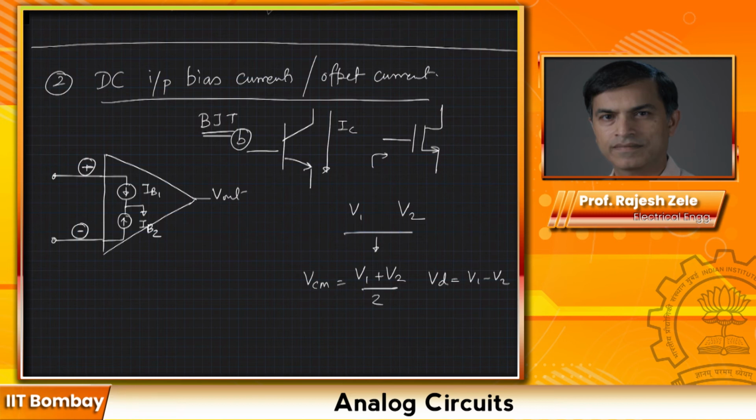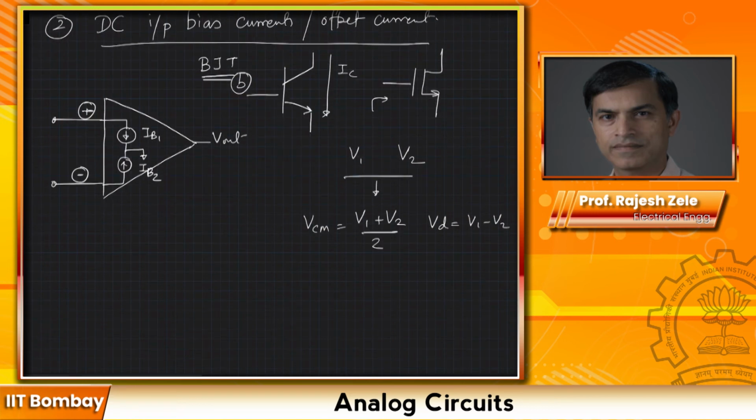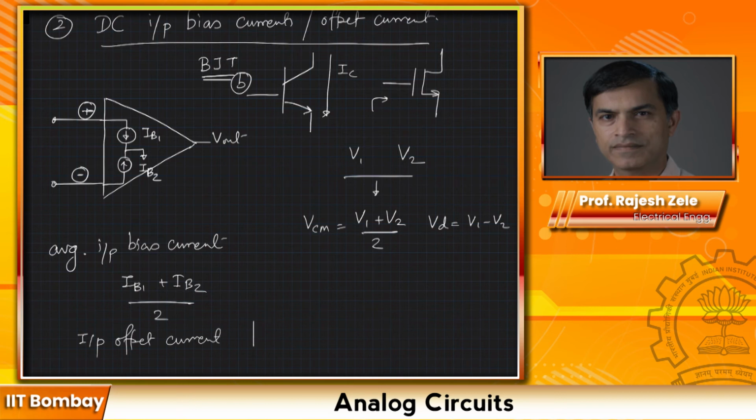Similarly here, we can also come up with the average input bias current into the amplifier, which we can call IB1 plus IB2 divided by 2. And the difference current, we like to call the input offset current, and that we can say is mod of IB1 minus IB2. The reason we use mod is that due to manufacturing variation we don't know whether IB1 is greater than IB2 or the other way around. So we just like to show the difference between them without any sign, as a mod.